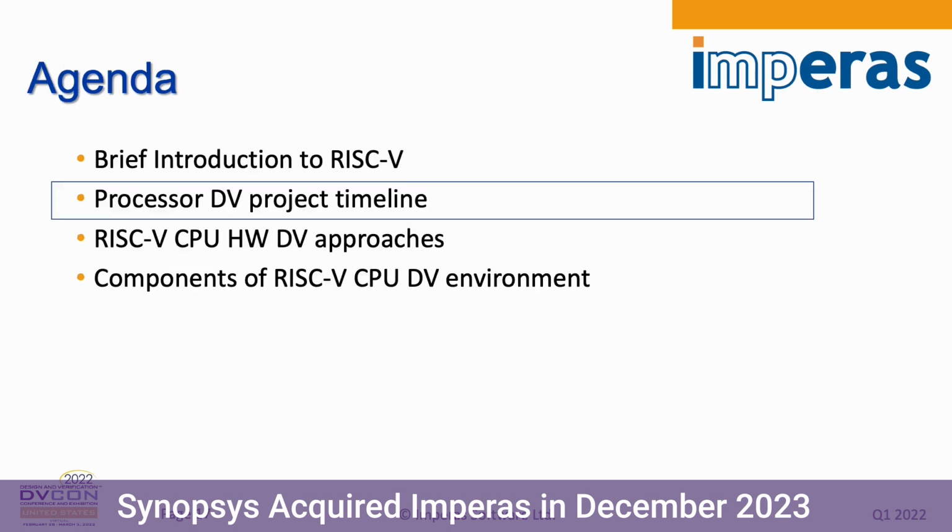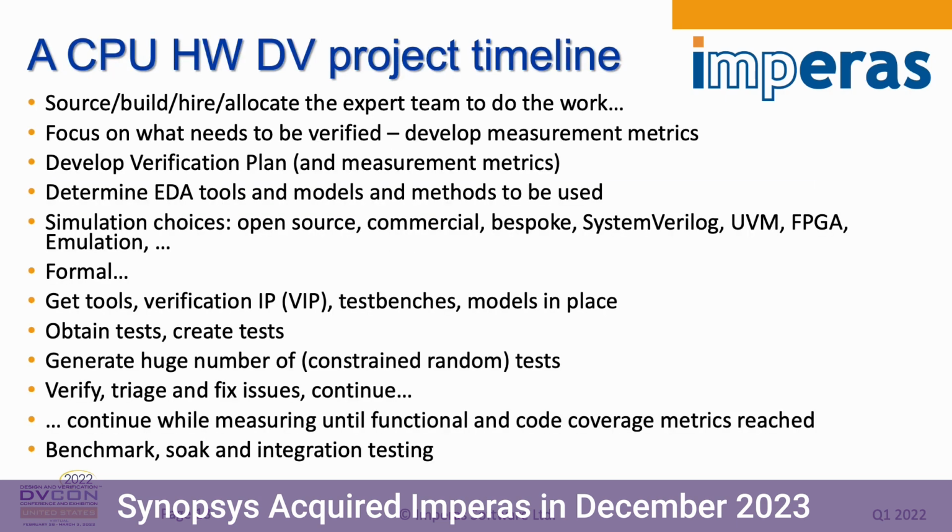And in terms of a project timeline, if you want to do processor DV, what do you need to do? Well, the first thing you have to do is get a team together. This is when we talk to customers: what do you need to do to get processor DV done? First is you need an expert team to get on with the verification. And you need to work out what it is you want to verify and develop these metrics. And one of the most important things you need to do is to develop a verification plan with these metrics in it, so you know exactly what it is that you're trying to get to, the quality that you're trying to get to, the areas that you've got to verify and test.